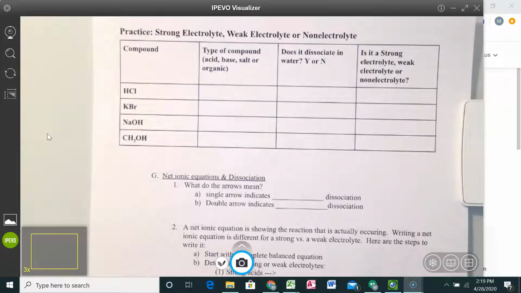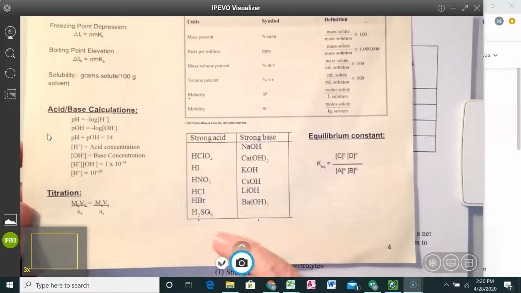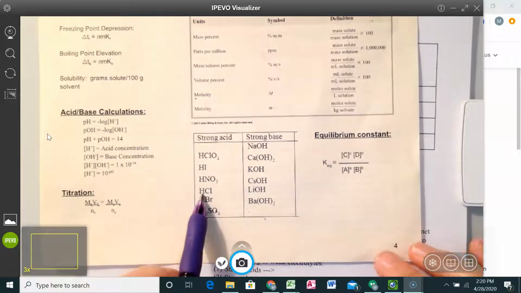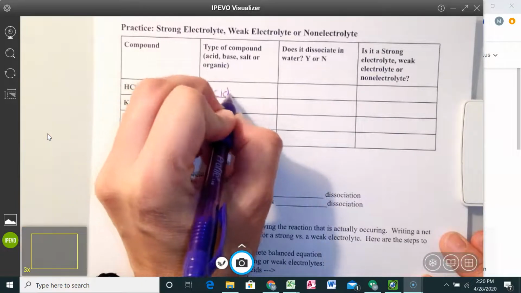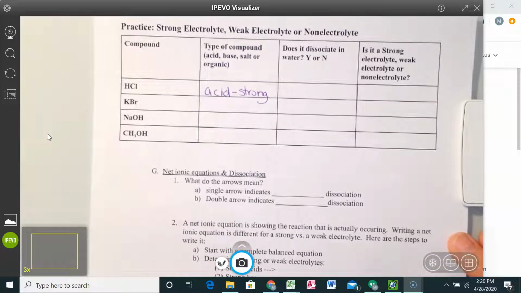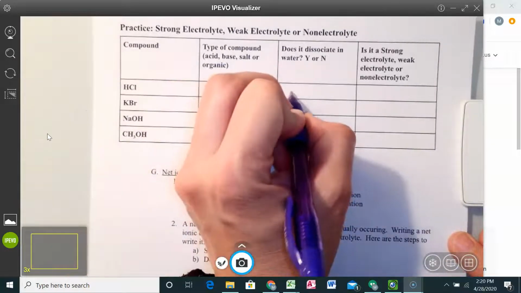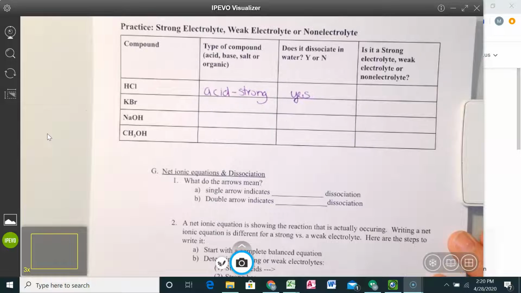So if we look at this very first one, HCl, I'm hoping you're able to identify at this point that it is an acid, but here's where I've got to go off my reference sheet because it's going to help me fill out the rest of this. So looking on this sheet, I would see that HCl is a strong acid. It's right here. So it being a strong acid, and I might even write that to kind of remind myself, okay, that's strong. Is it going to break apart in water? Will it dissociate? And the answer is yes. Okay, is it a strong electrolyte, a weak, or a non? Now remember, strong acids, strong bases, they're strong electrolytes.